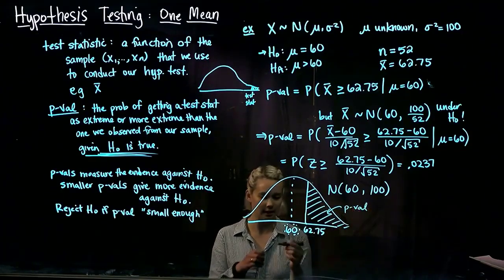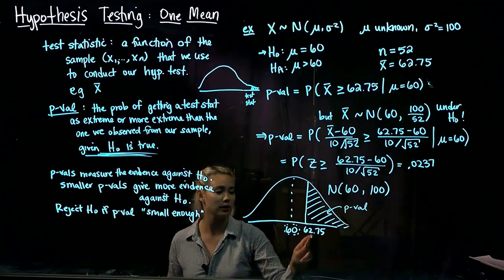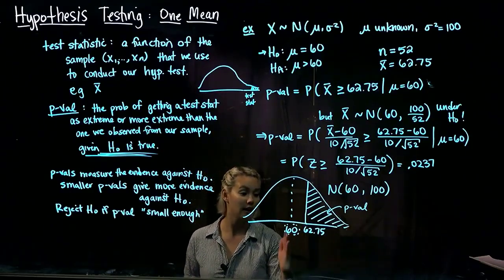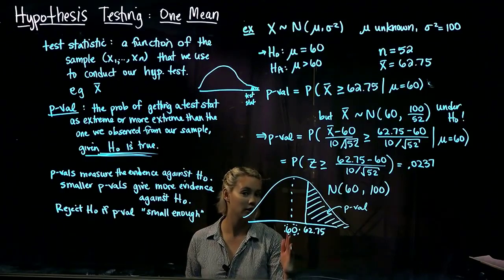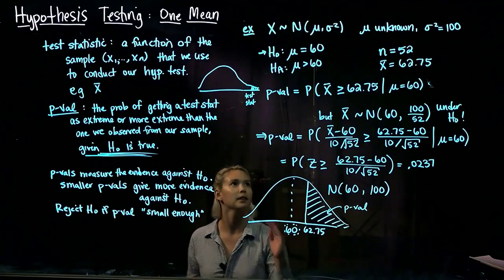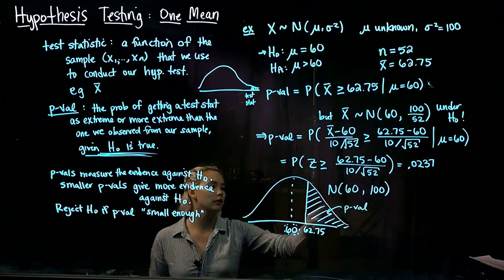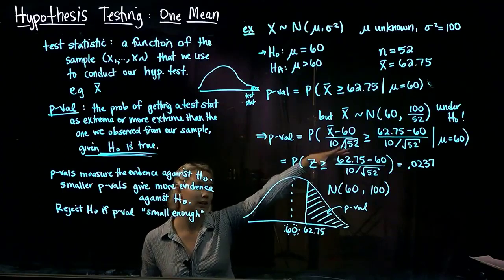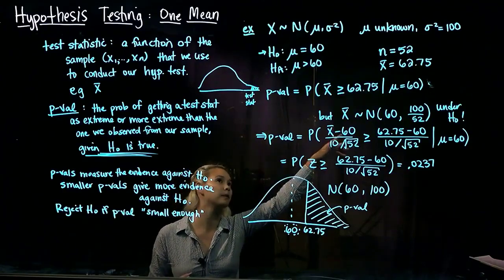That's the probability of getting a test statistic as extreme as 62.75 or more extreme than 62.75, given that the null hypothesis is true. In other words, given that mu is actually equal to 60. All right, so that's our picture here. This is the area that we're looking for. So we can continue on to calculate that number here.